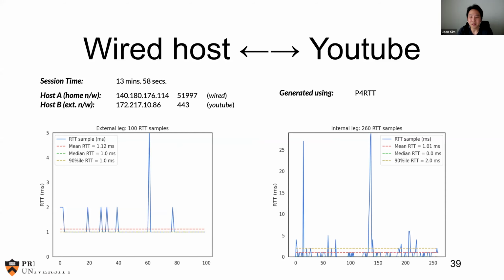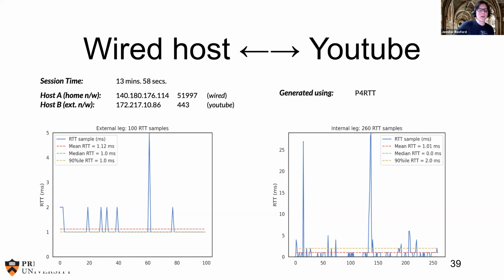I think this is really fresh. This came out maybe today. So this was a measurement we did, an output generated with P4-RTT. It was a wired host going to YouTube. The session time was about 13 minutes. The left one is the external leg. The right one is the internal leg. And so you can see there are some variations, and we still have to look into this more to interpret it and double check. But I thought it would be worth sharing these results with the community.